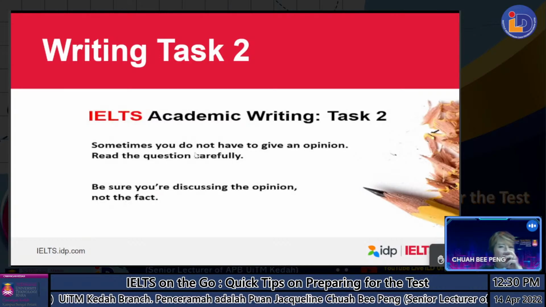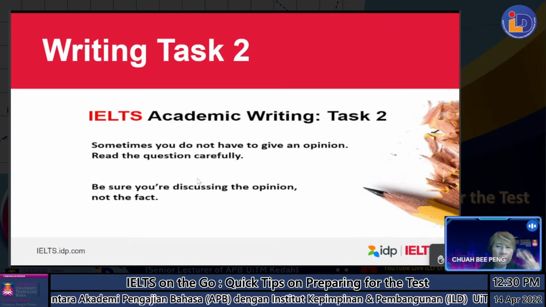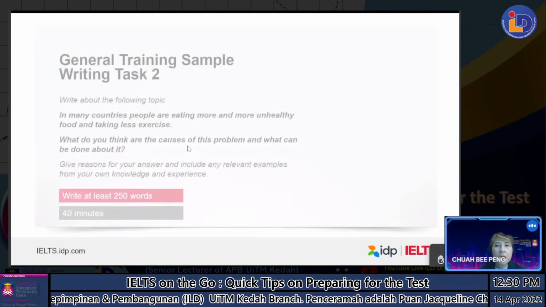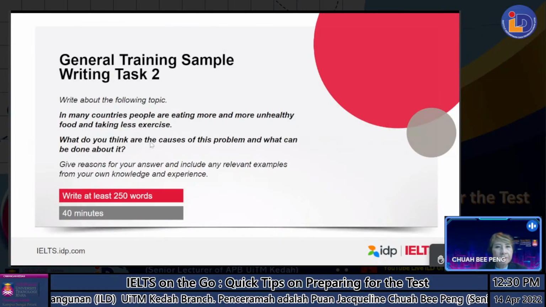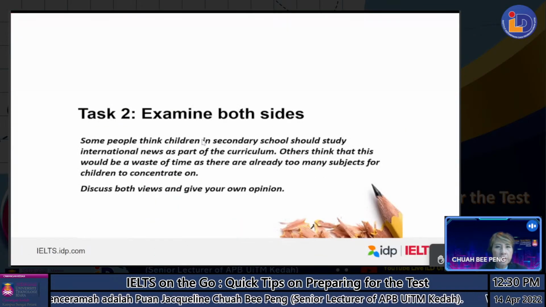Sometimes you do not need to give an opinion, but sometimes you have to. So it depends. Therefore, it's advised here that you need to read the questions carefully and be sure you're discussing the opinion, not the fact. Over here is different. You have to look at the opinion. Therefore, you can use phrases like "in my opinion" or whatever, not just go straight forward, this, that, this, that. All right, so for example, here, general training sample. Doesn't matter.